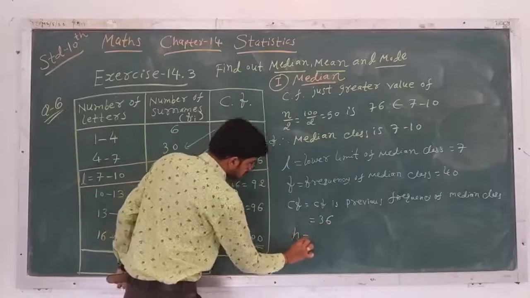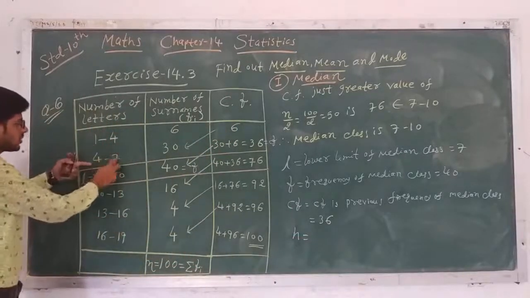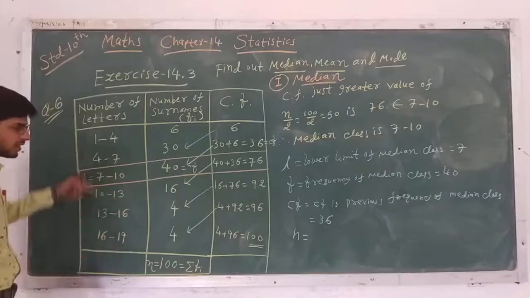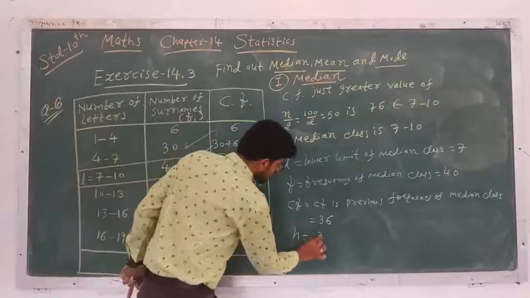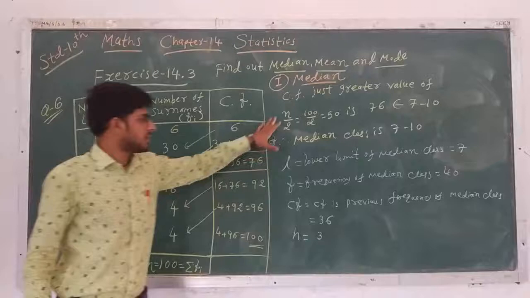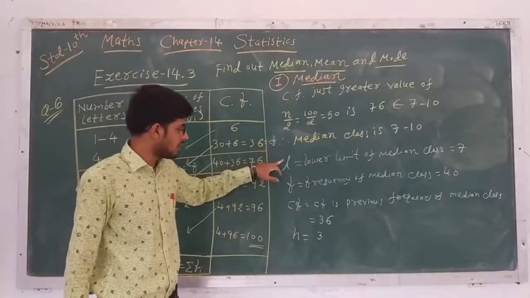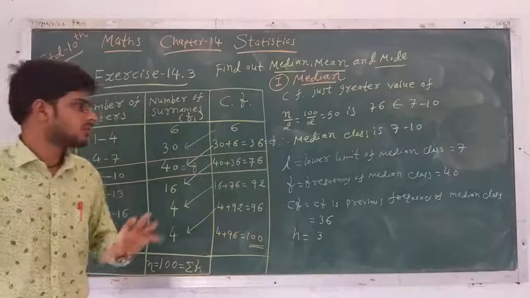Next, h. What is it? Class length of the given classes. So here 1 to 4, 4 to 7, 7 to 10, 10 to 13, 13 to 16, 16 to 19. So we can observe here the class length will be 3. So h is equal to 3. And the value of n by 2 we have already found: 50. So now we have to put all the values of L, f, CF, h in our formula. So first of all, write down this.